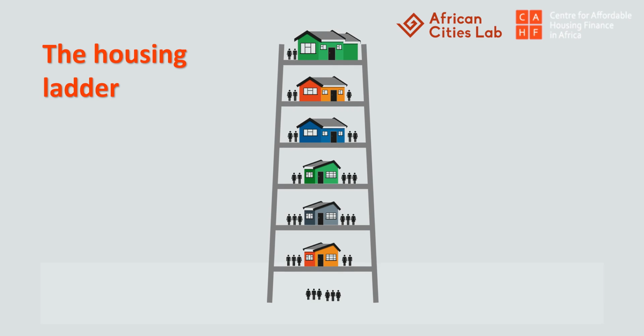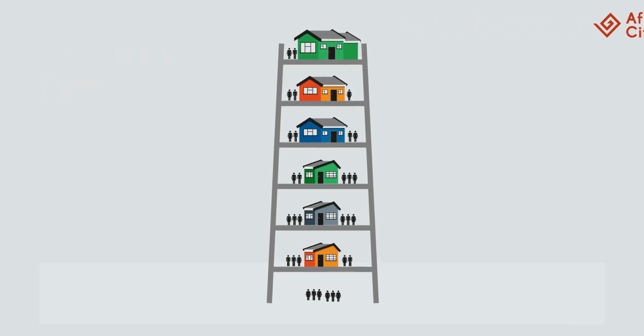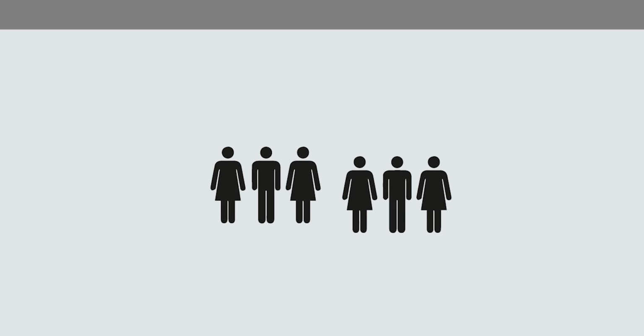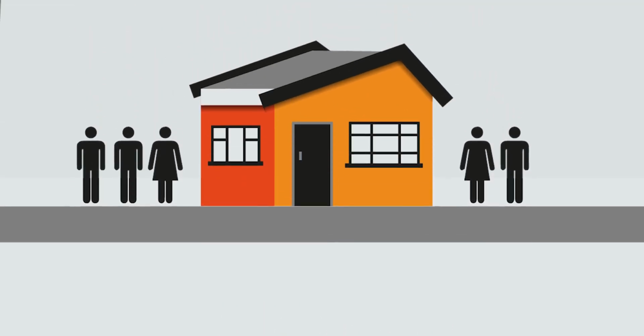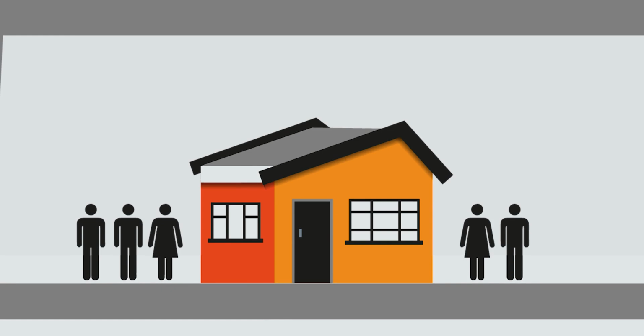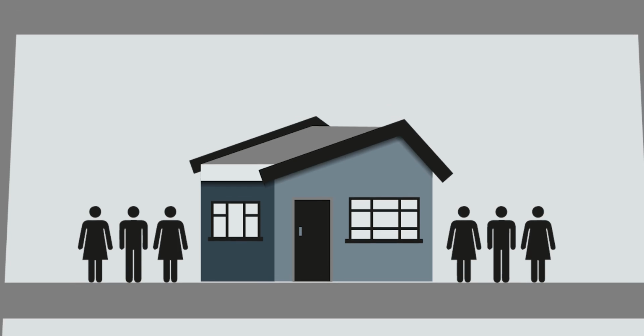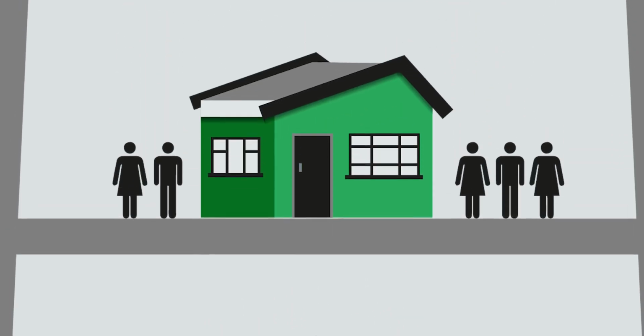Think of someone coming to a city for the first time. They don't yet have a family and don't have much income. They might squat in an informal structure or rent a basic unit. Over time, as their circumstances change, they may want to change their housing to accommodate their needs. They might secure a more stable income that allows them to rent a better quality flat.